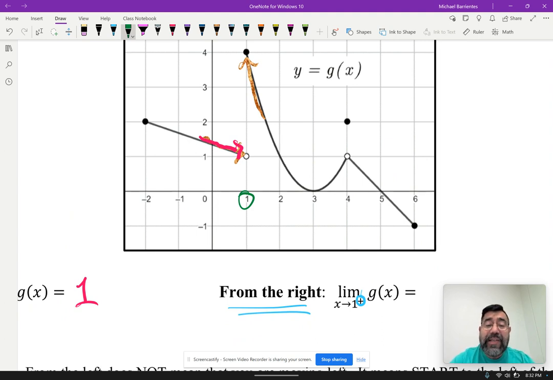But the one in red is telling us we're coming from the left side, and the one in blue is telling us we're coming from the right side. Coming from the right side. And so if we come from the right side, hey, my limit is 4. So be very, very careful.